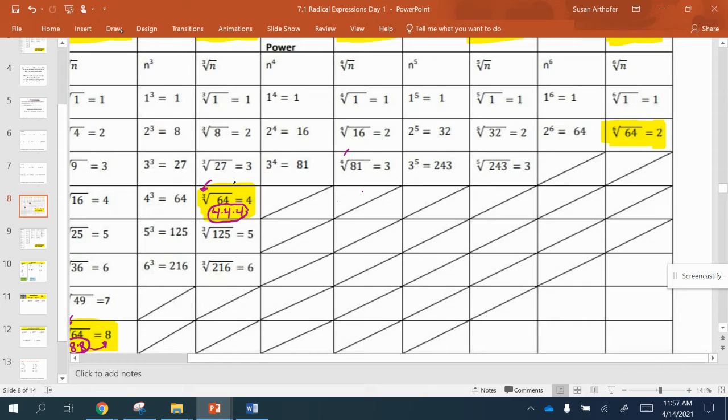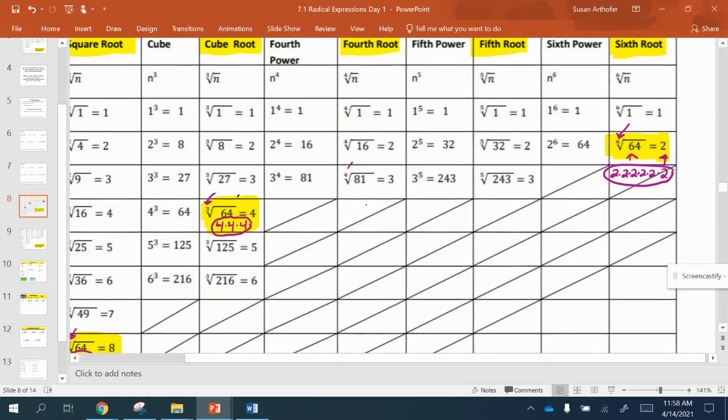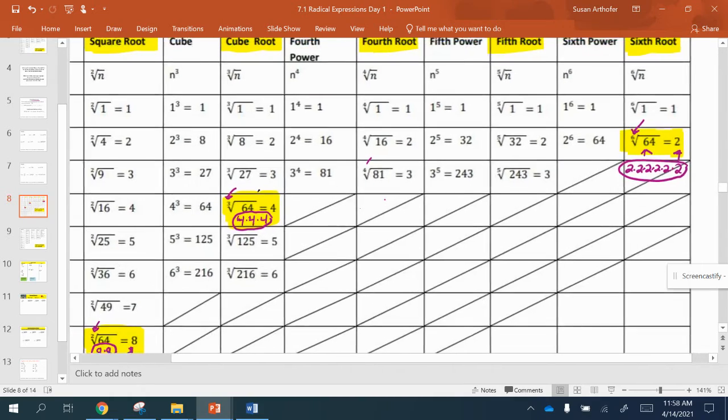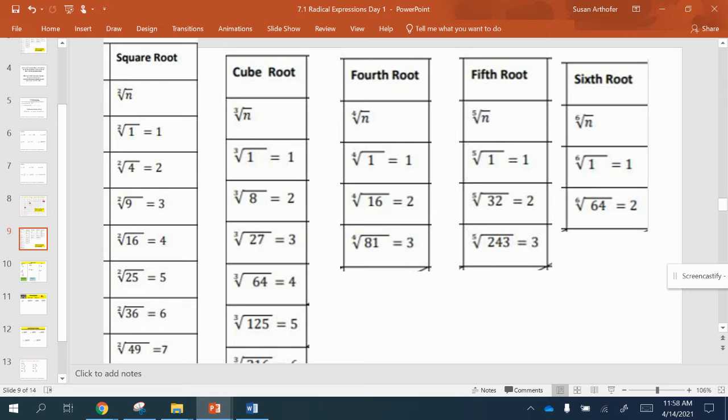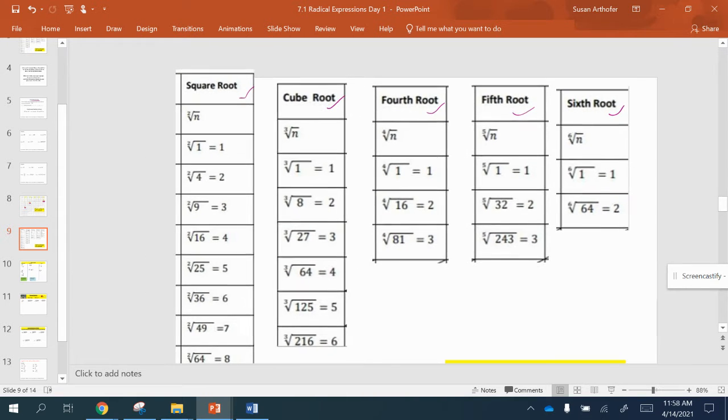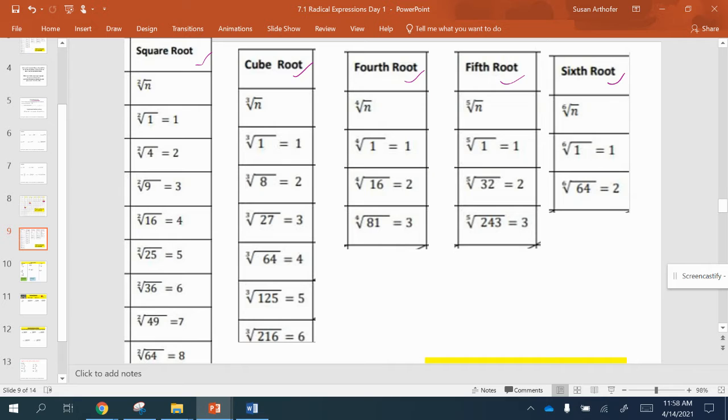And over here, the sixth root of 64, if you break this down into 2 times 2 times 2, 6 times, because the index again right here is 6, 3, 4, 5, 6, you have 6 2's that multiply out to 64. That's why the sixth root of 64 is 2. Okay? So you're going to be using that chart during this presentation. I just took those square root, cube root, fourth and fifth and sixth root and made them a little bigger because I will be referring to this in the lecture.